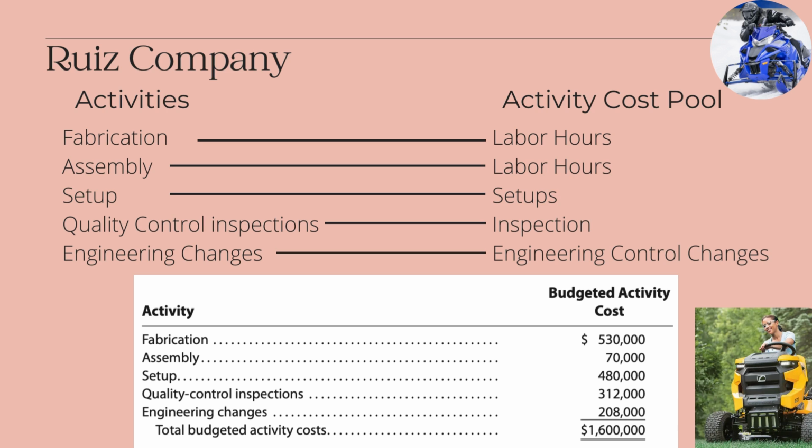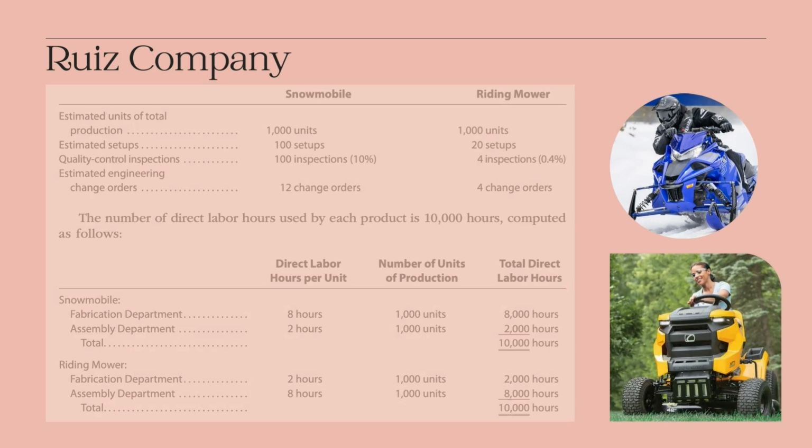Next, quality control inspections consist of inspecting the product for conformance to specifications. Inspection requires product tear down and reassembly. Thus, the activity cost pool for this is inspection. Engineering changes consist of processing changes in design or process specifications for a product. The document that initiates a change in a product or process is called an engineering change order.